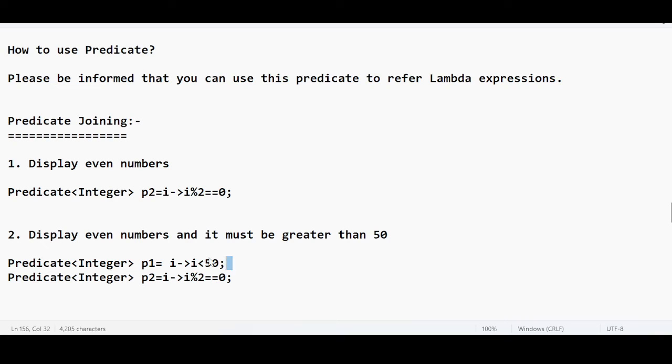One lambda expression is meant to display the numbers that are lesser than 50. The second lambda expression is to display the even numbers. I want to combine these two logics, so that if I join them, I should be getting the even numbers that are lesser than 50 or greater than 50. I want to join two predicate logics. If I want to join two predicate logics, I need to go for the predicate joining.